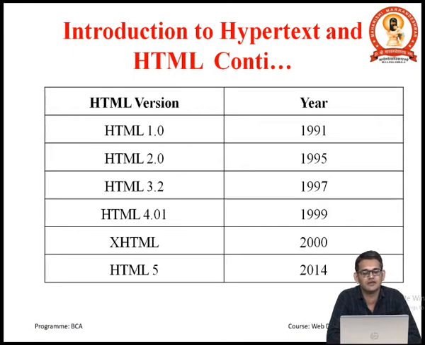Then the next update in HTML came in 1997 with version 3.2. After that, HTML version 4.01 was made available in 1999, and XHTML was introduced in the year 2000. The final version which we are using right now is HTML version 5, which was made available in the year 2014, and right now till 2020 we are using it. So if anyone asks you which version of HTML we are using, by default it is HTML version 5.